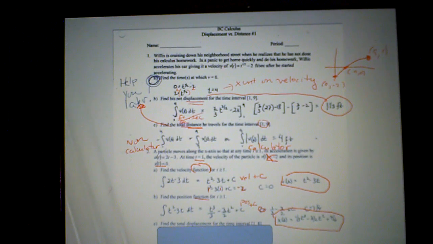C says find the total displacement. So since I'm finding displacement, I'm actually going to come up with a number. Note I'm going from 1 to 8. So I'm going to integrate 1 to 8. Don't care if positive and negative, doesn't matter. I just want total displacement. Also units. 3 places at least past the decimal.